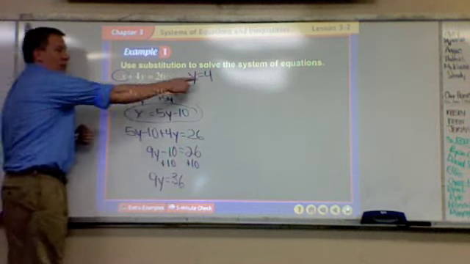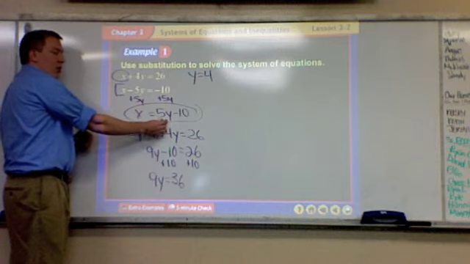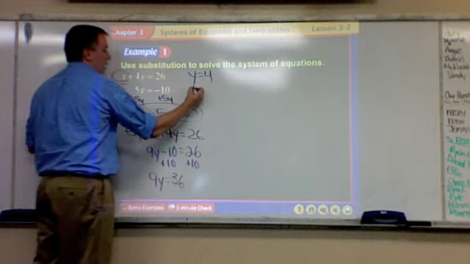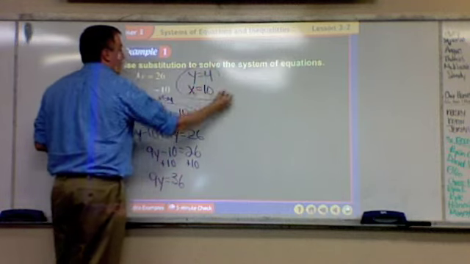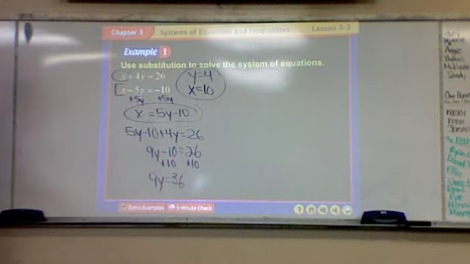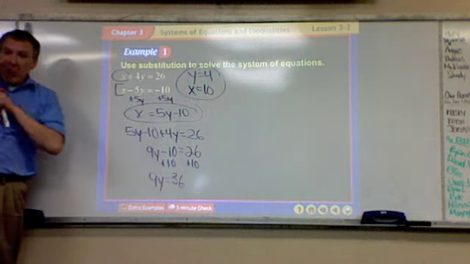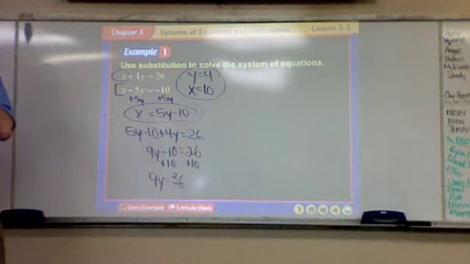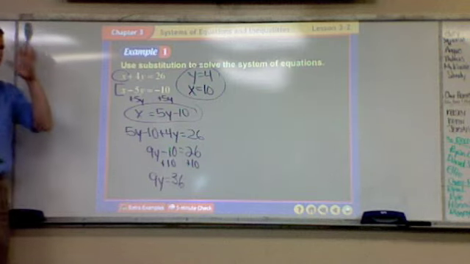So let me plug in 4 here. What's 5 times 4? 20. 20 minus 10 is 10. X is equal to 10. So that's the method of substitution. Okay? You can be tricky. Sometimes there are times where you can be tricky and you can use a kind of substitution.